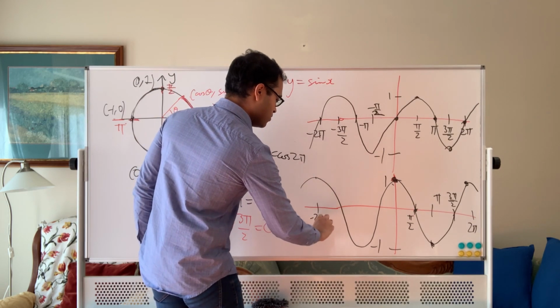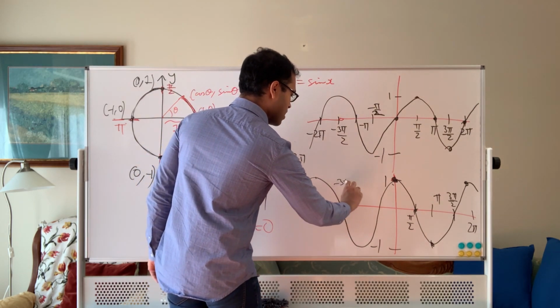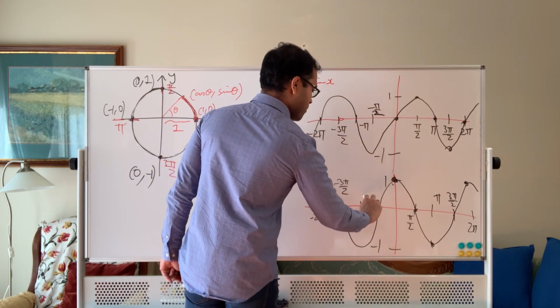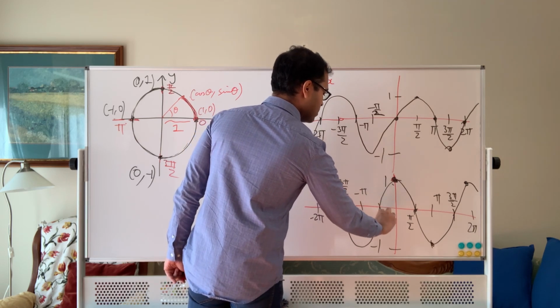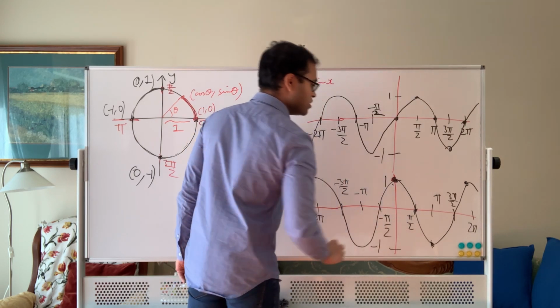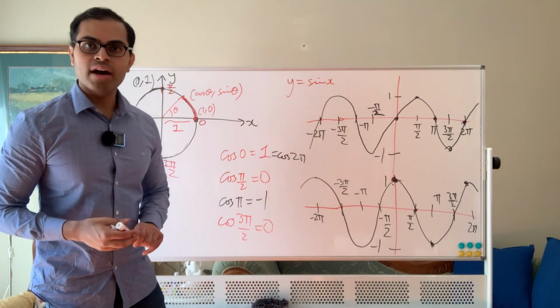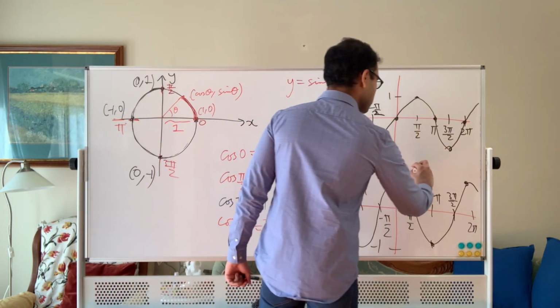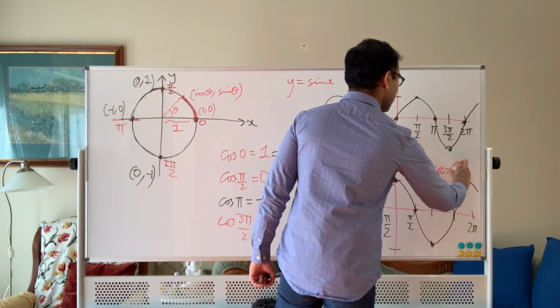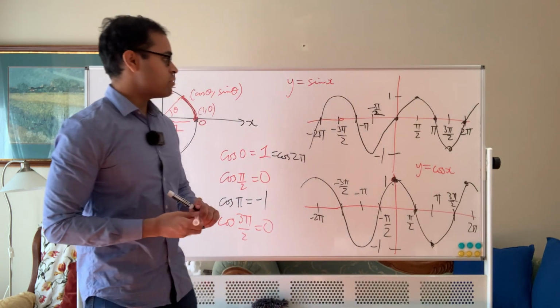This is going to be negative 2 pi, this is going to be negative 3 pi over 2, this is going to be negative pi, this is going to be negative pi over 2, and that's going to be your graph of y equals cosine x. So that's a quick 10-minute introduction, though I've gone a little over, to the graph of y equals sine x and the graph of y equals cosine x.